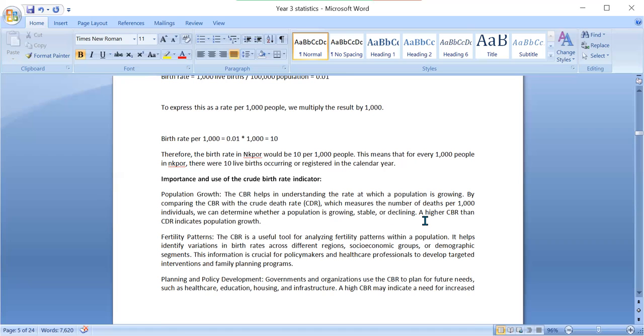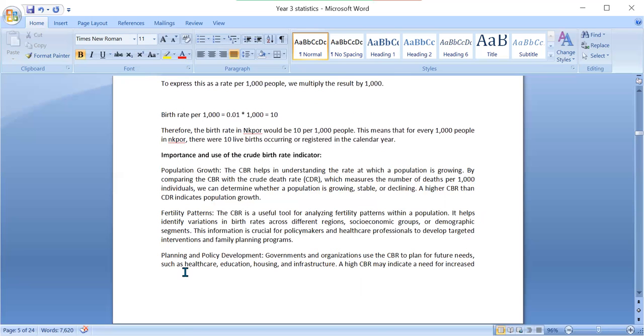A higher CBR than CDR indicates population growth, whereby the crude birth rate, the number of people who are being born, is higher than the number of people who are dying. Another importance is fertility pattern.